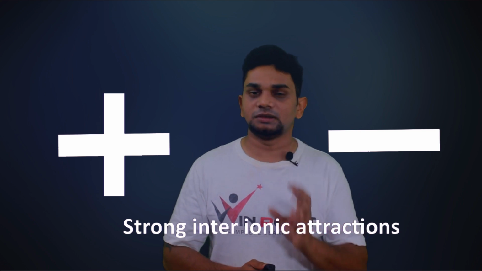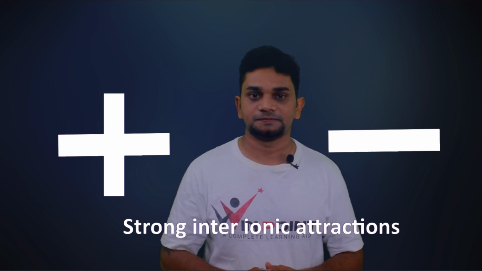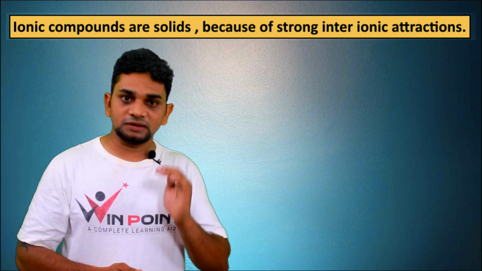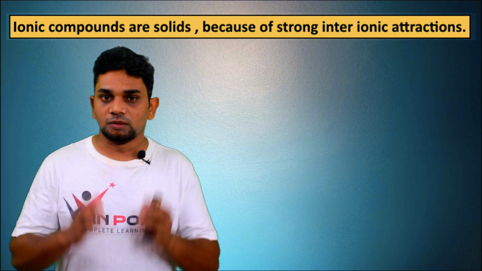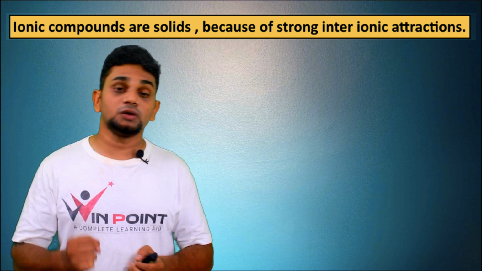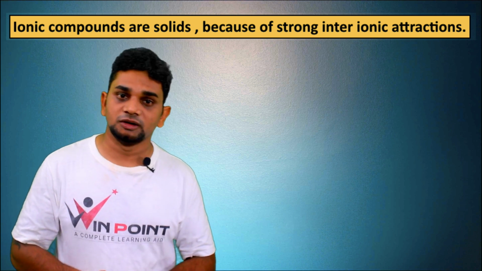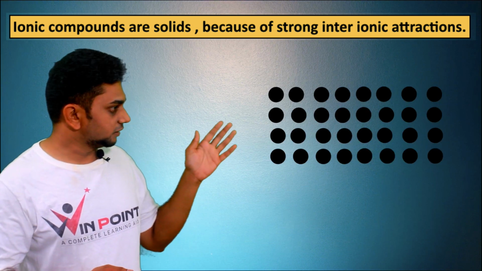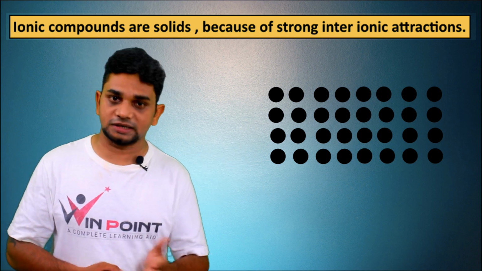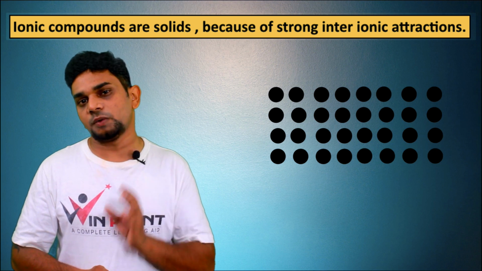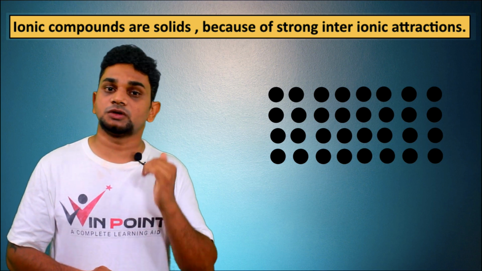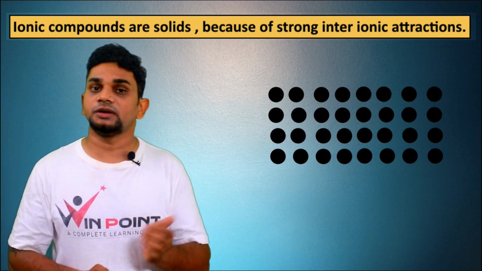We are going to discuss the properties of ionic compound one by one. Ionic compounds are solid because of strong inter-ionic attraction. What is the specialty of solid? In solid, the molecules are closely packed, right? So, in the case of ionic solid, because of the strong inter-ionic attraction, they will be close together. Here you can see these ions are close together because of strong inter-ionic attraction. So, all ionic compounds are solid. Why? The answer is because of strong electrostatic force of attraction or strong inter-ionic attraction.